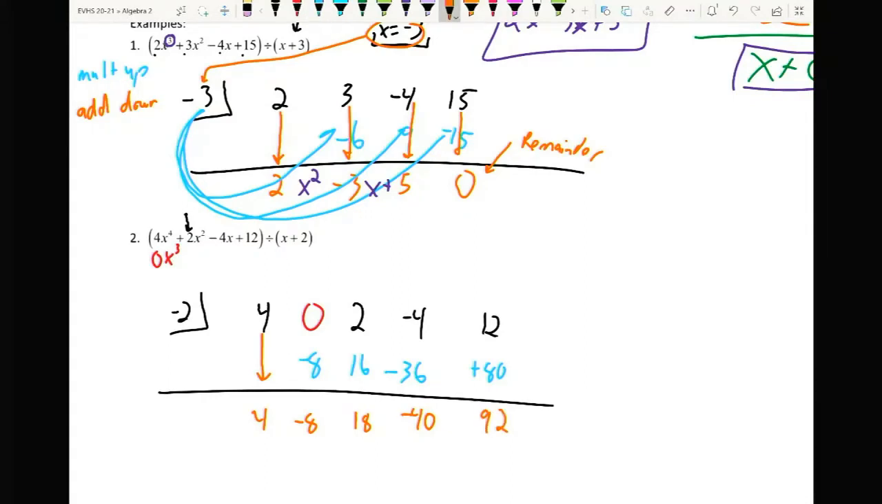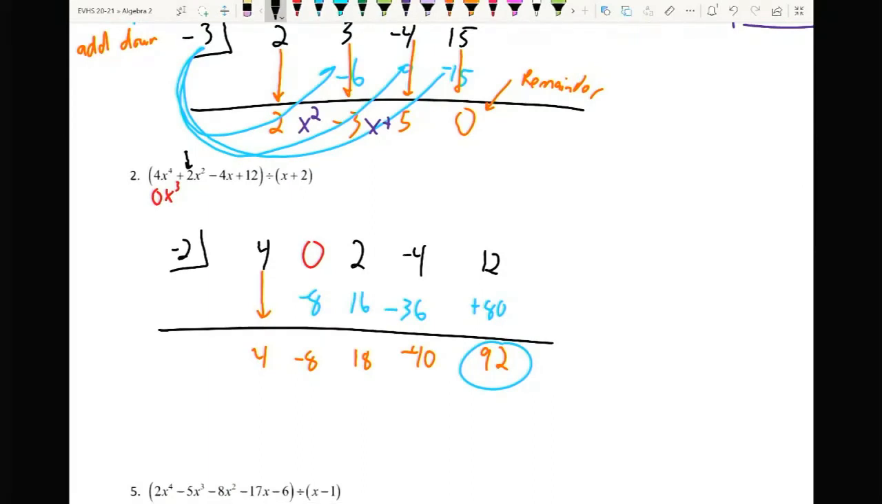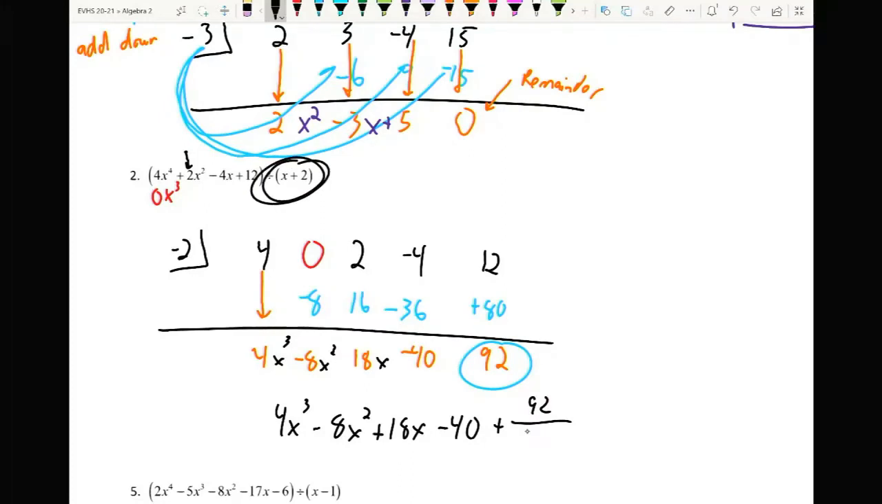Okay, now once again, this is your remainder. So the way I'm going to write my problem, we had an x to the fourth. We're going to write it with an x cubed, x squared, x, and then that's a constant. So we've got 4x cubed minus 8x squared plus 18x minus 40 plus 92 over, and we're going to pull off our original divisor, x plus 2.